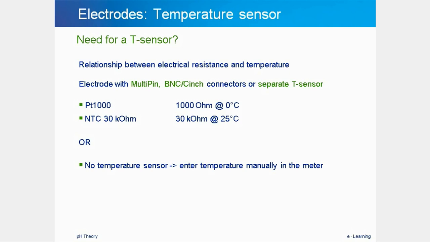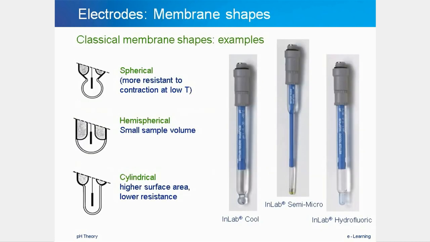Built-in temperature sensors are available as PT1000 or as NTC. A separate temperature sensor can also be used. Again, Mettler Toledo has either PT1000 or NTC options available.